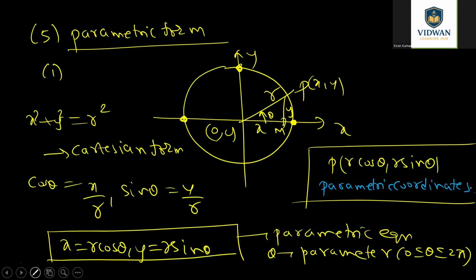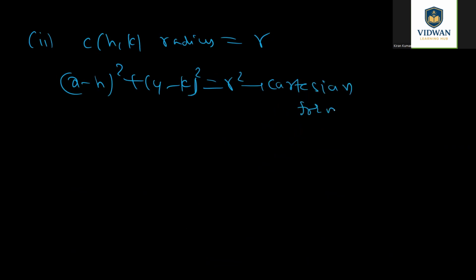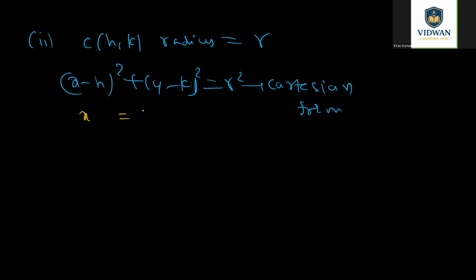This is the first case, where the center is the origin. We can extend it to the other cases where the center is (h, k) and (-g, -f) also. If the center is (h, k) and the radius of the circle is r, what is the Cartesian form of the circle? (x minus h) whole square plus (y minus k) whole square equal to r square is the Cartesian equation. And for the corresponding parametric form, you just write down the same thing. What did I write earlier? x equal to r cos theta, but x will be changed to x minus h here, and instead of y, you write y minus k equal to r sin theta.